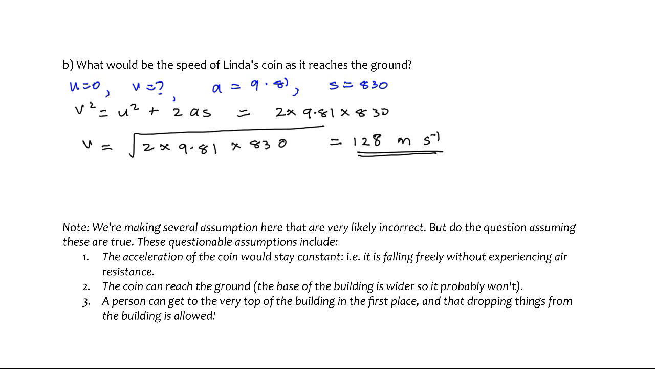And of course, we are assuming that the coin can reach the ground, but most probably it won't, because the building has a bit of a wider base. If you see a photo of the building, it looks a bit like this, it's not exactly like that, but the base of the building is large. So if you drop something from here, it'll probably not reach the ground. It'll just hit somewhere around here. But we are assuming that that doesn't happen.